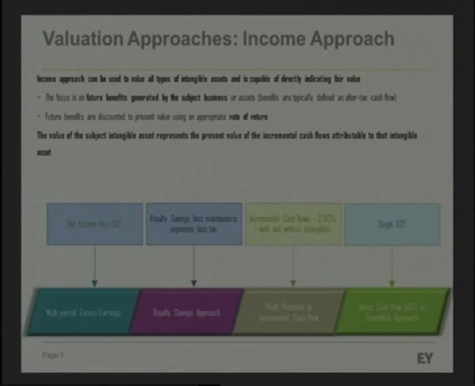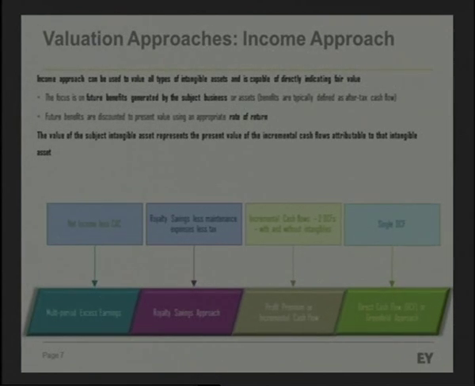So the present value of those royalty savings will determine the fair value of the brand or the intangible. The third is the profit premium or incremental cash flow method, which basically says that there are two scenarios of cash flows. One scenario assumes that the company owns the intangible. The other scenario assumes that the company does not own the intangible or the IPR. The difference between the two would give you a benchmark assessment of the quantum of that IPR.